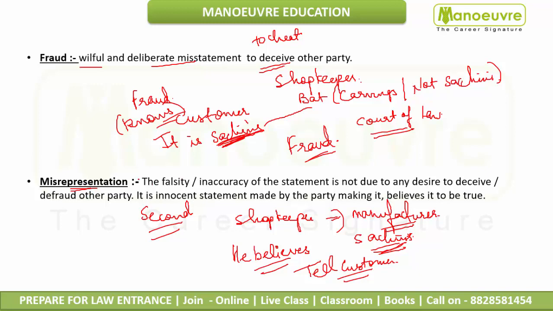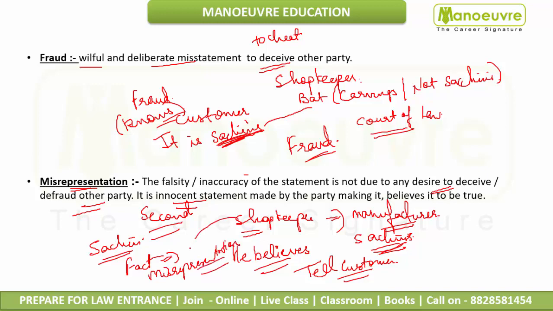The falsity, inaccuracy of the statement is not due to any desire to deceive, to cheat or defraud the other party. It is an innocent statement made by the party making it, who believes it to be true. उसको तो शॉपकीपर को लग ही रहा है कि वो सचिन का बैट बेच रहा है. But when the fact is known to the customer, he can go to the court and say that the misrepresentation is played on him. Am I clear? And if he's saying the fraud is played on him, the shopkeeper can prove the point of misrepresentation.